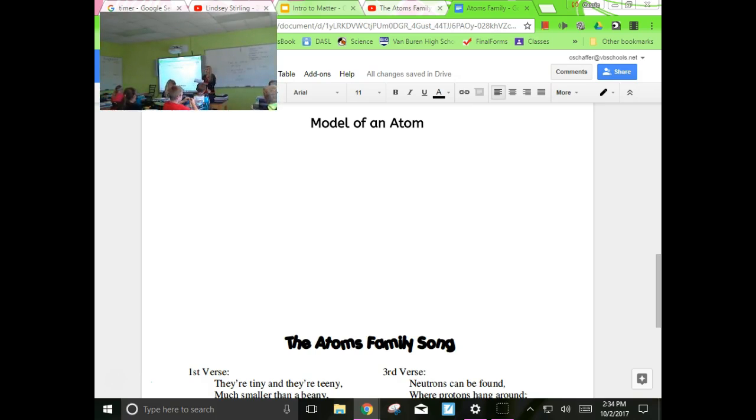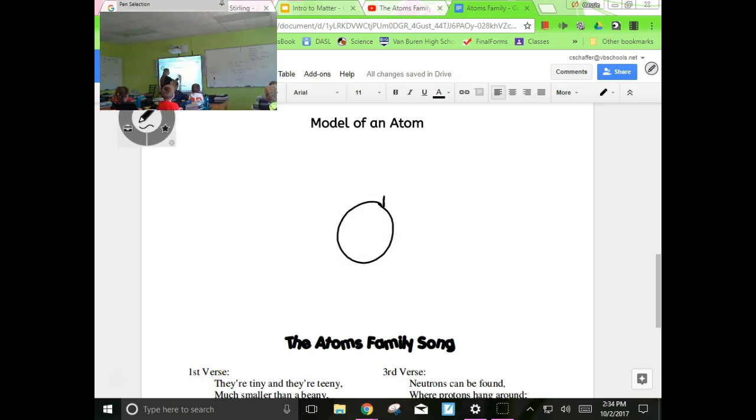What specific place inside Batterville is most of this happening? Zach? Nucleus Arcade. The Nucleus Arcade. So I'm going to draw a circle, and this is going to be our nucleus. You can use color.